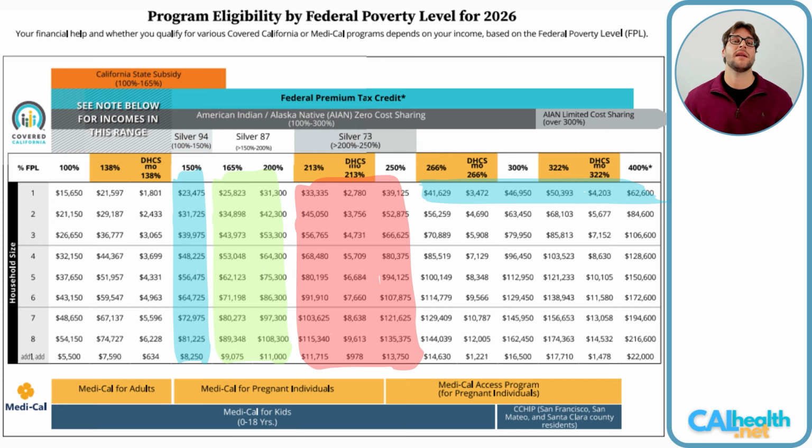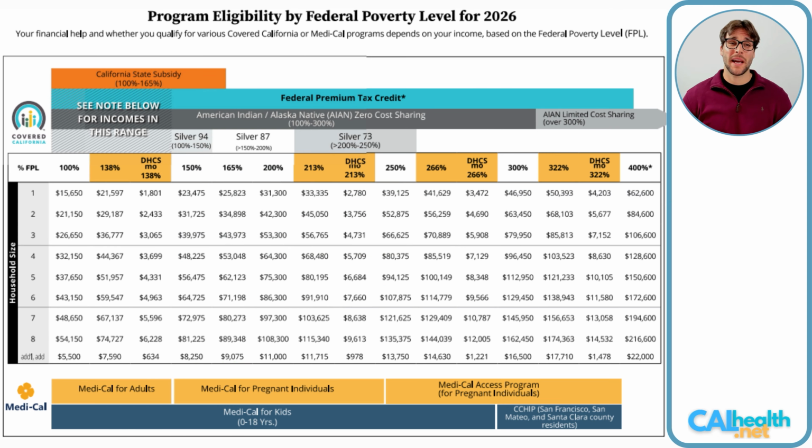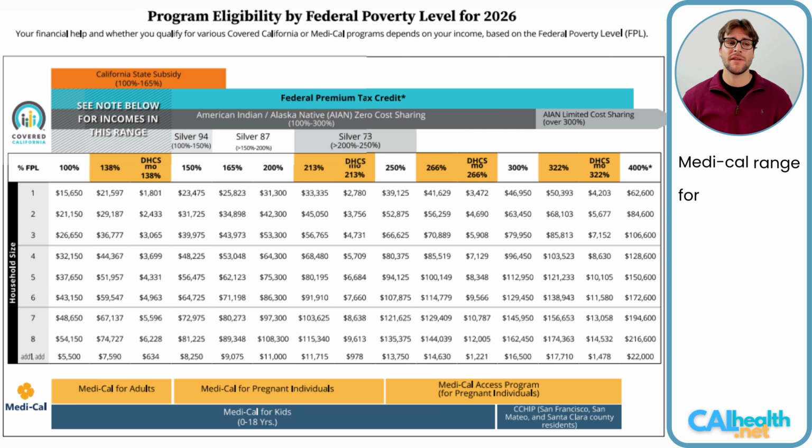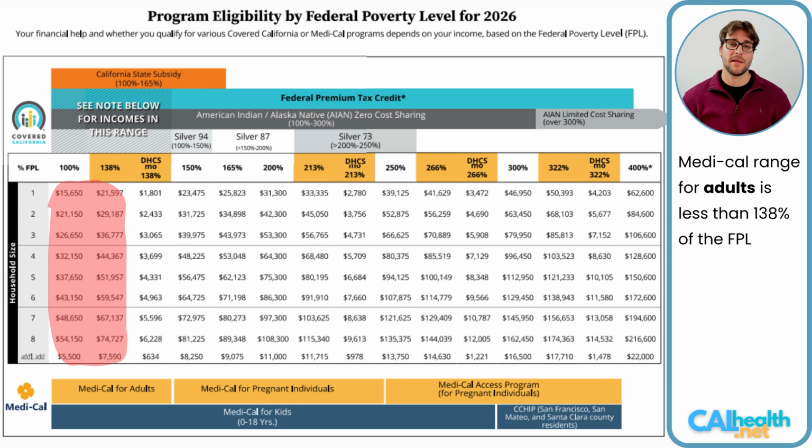So now that we understand the silvers, let's look at the different Medi-Cal ranges. The last question we get asked a lot about is Medi-Cal and Medi-Cal kids. Medi-Cal is our state's version of Medicaid. When it comes to Medi-Cal, there are different ranges for kids and adults. It's not just one range. Of course, they make it a little bit difficult. For adults, the Medi-Cal range is here for your household, as you can see on the chart.